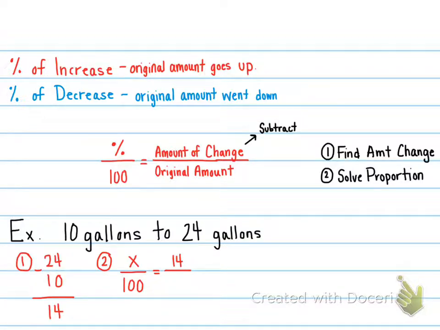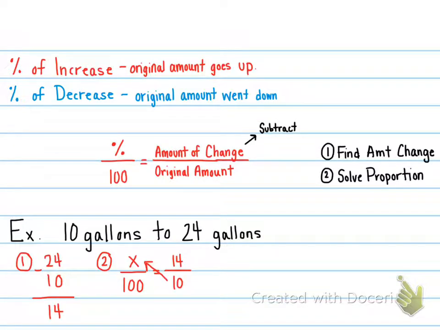So like in a story problem, if they're using dates, you have to use the number that came earlier in dates. So in this case, we went from 10 to 24. So my original amount was 10. So now I'm going to solve it.